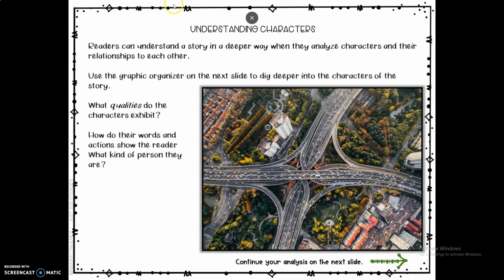The next task is to understand the characters. Readers can understand a story in a deeper way when they analyze characters and their relationships to each other. There's a graphic organizer on the next slide that will help you dig deeper into the characters of this story. What qualities do the characters exhibit? Qualities such as responsibility, kindness, or intelligence. How do their words and actions show the reader what kind of person they are?